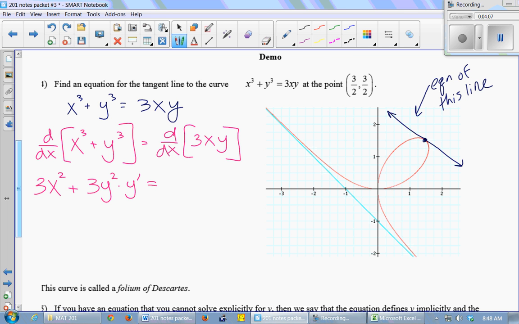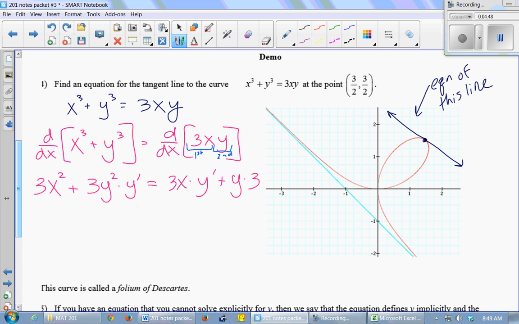All right, and then d dx of 3x times y. How do you take the derivative of a product? It's going to be the product rule. So we'll call this guy the first, and we'll call this guy the second. So first, 3x, times the derivative of the second. What's the derivative of y? y prime. Plus the second, y, times the derivative of the first. The derivative of 3x is 3.